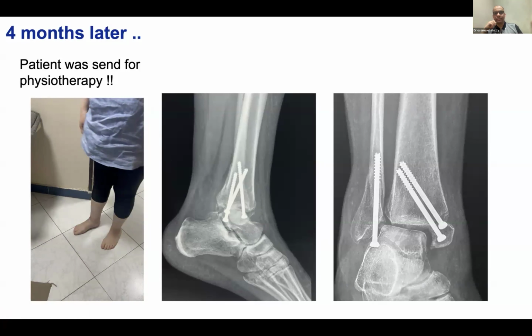Okay, revision. Abdul Rahman says, long time of non-weight bearing. Would you like to continue conservative, Abdul Rahman? Yes, Abdul Rahman? No, okay. So what should we do? Who will go for revision? And who will go for primary fusion of this case?